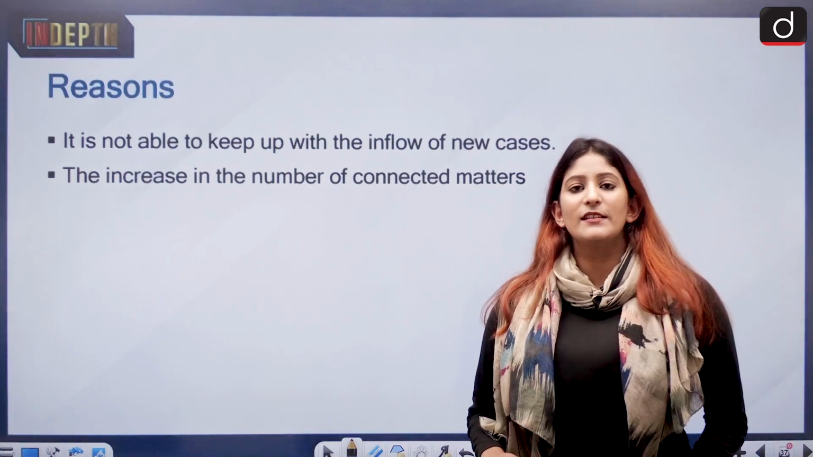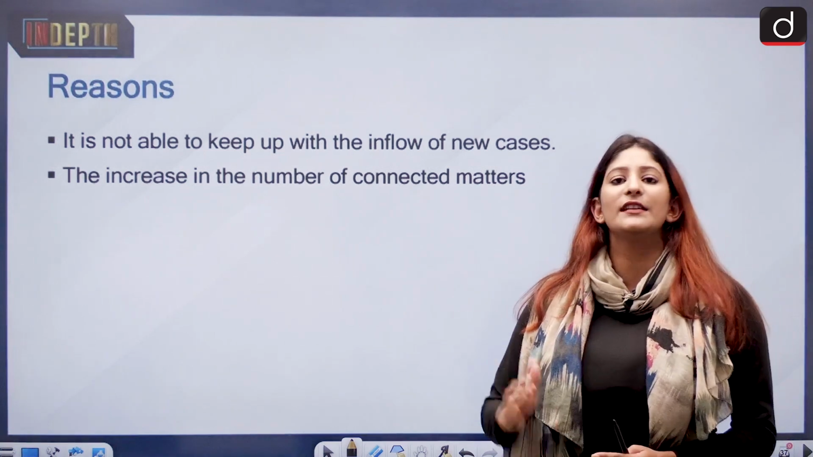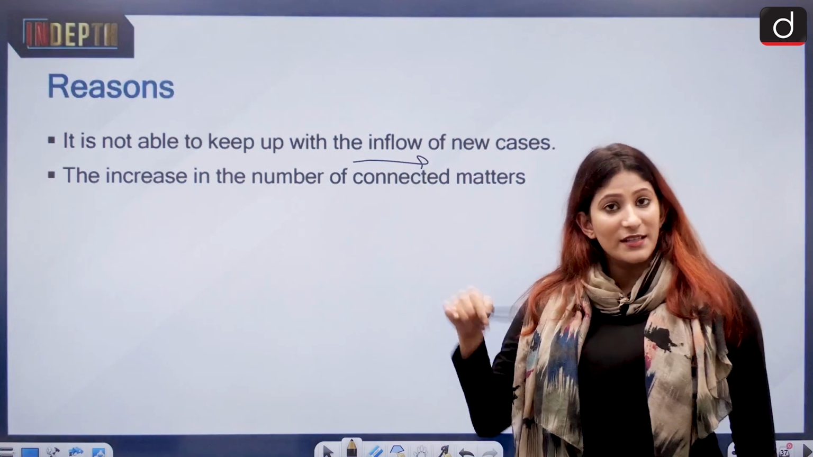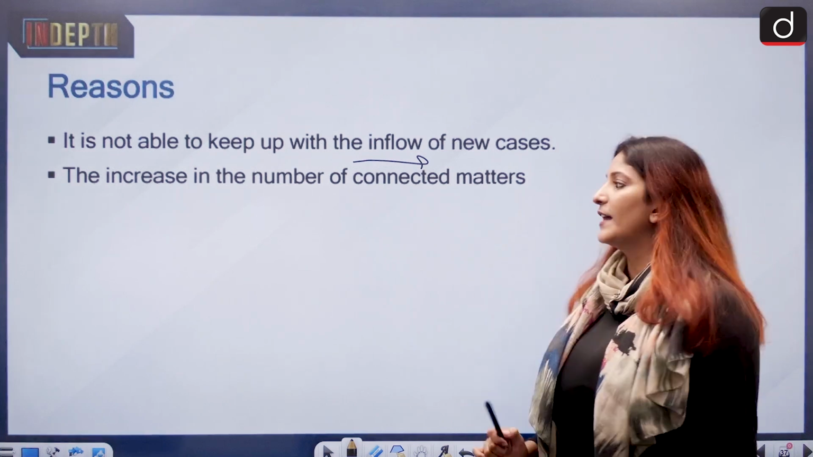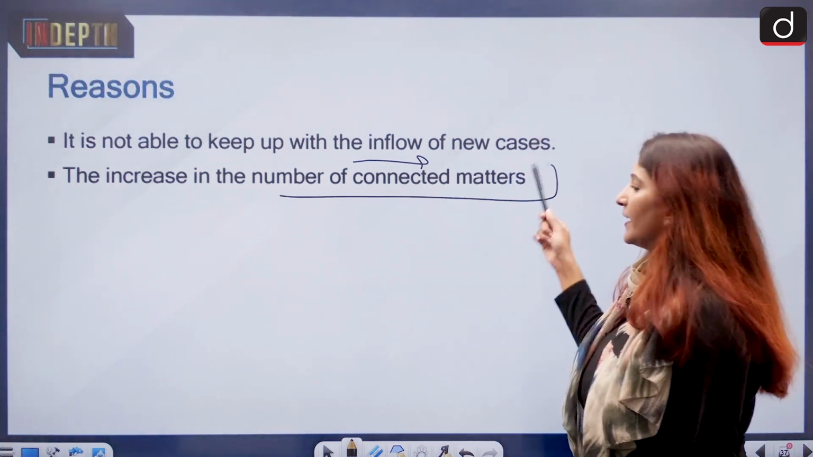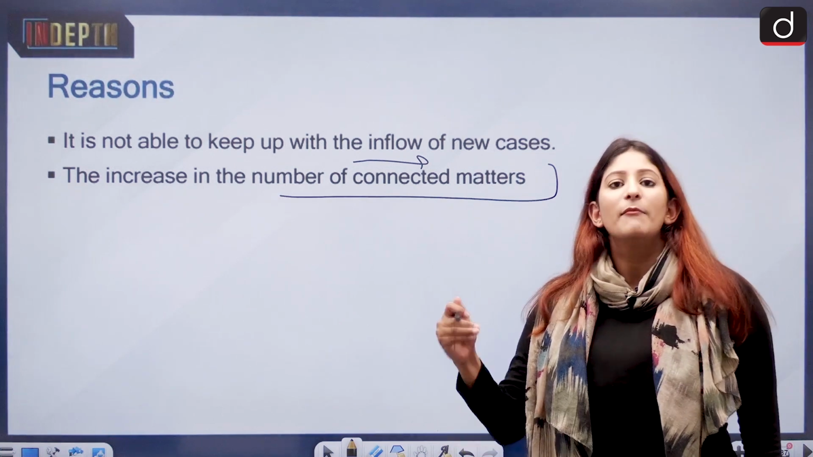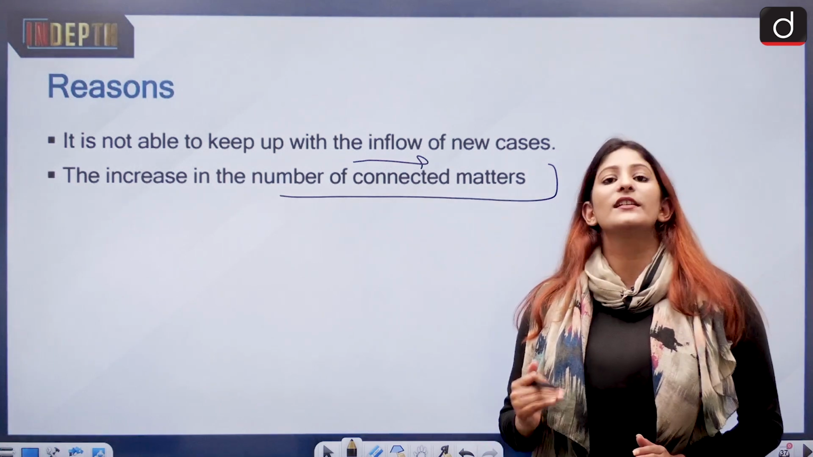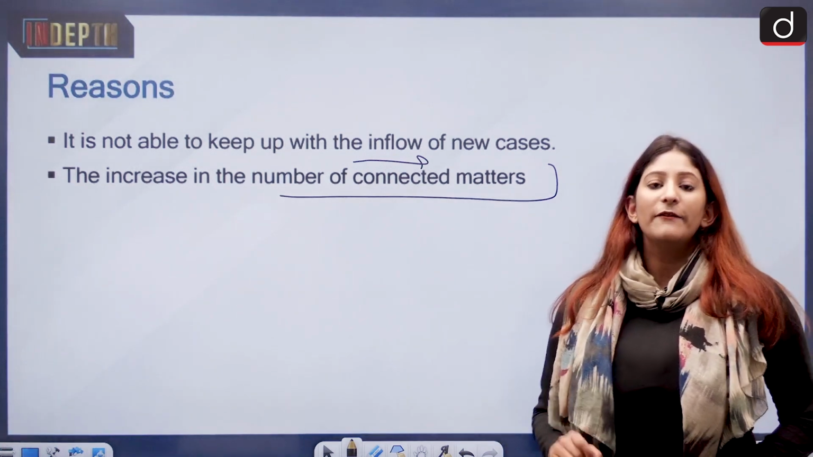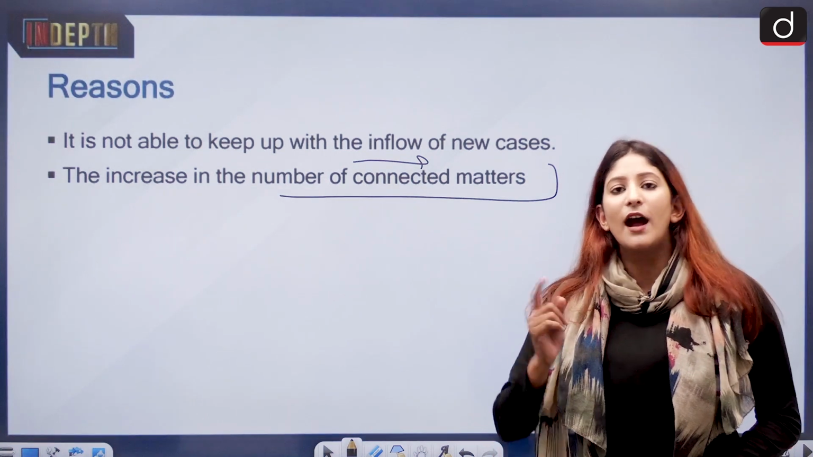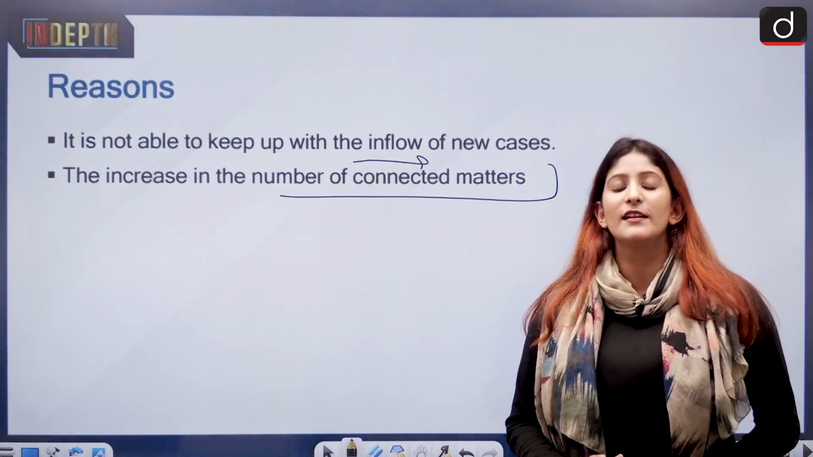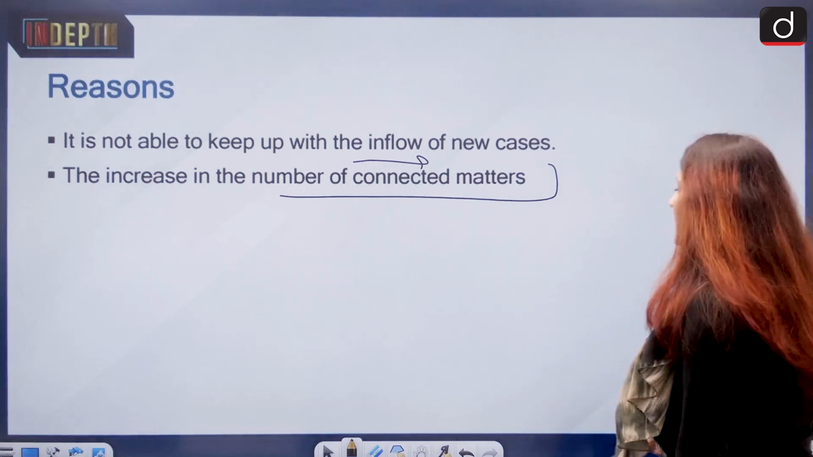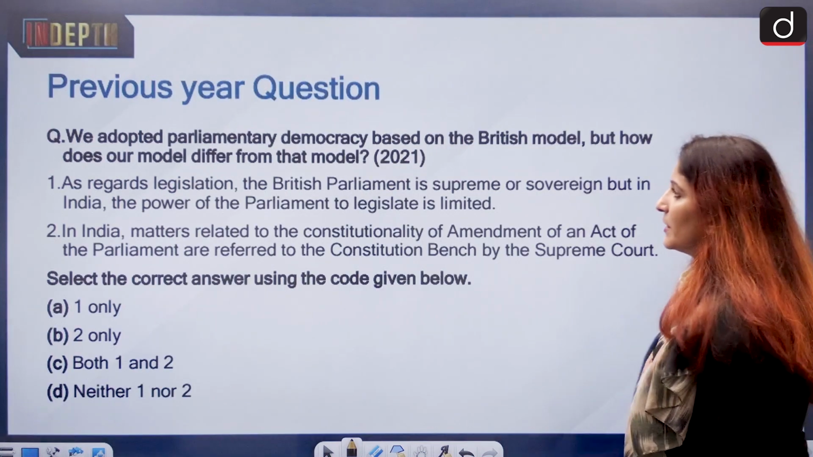First of all, although it is seen that the Supreme Court is solving these constitutional interpretation cases, it is not able to keep up with the constant inflow of new cases. And the increase in the number of connected matters is the problem. The main case is there, but the connected cases are also there. So that is why continuous addition and inflow is going to be there. If we are talking about the upcoming days, until and unless matters are decided in the stipulated time period, more Constitution benches are needed. That is the need. Moving ahead, let us talk about a previous year's question.